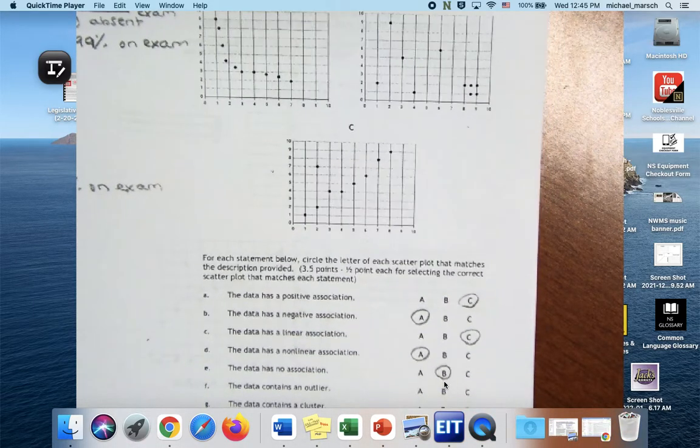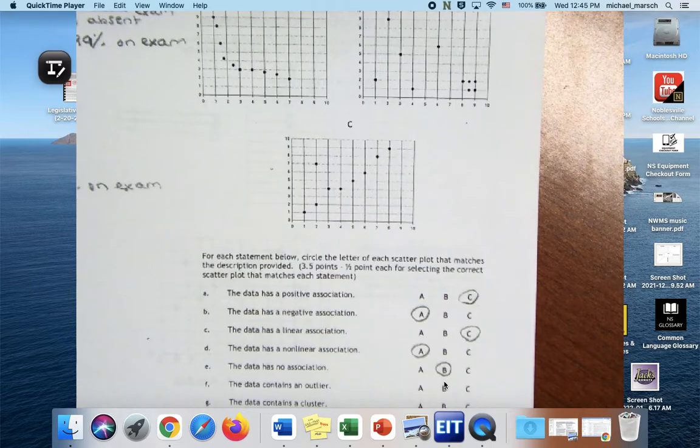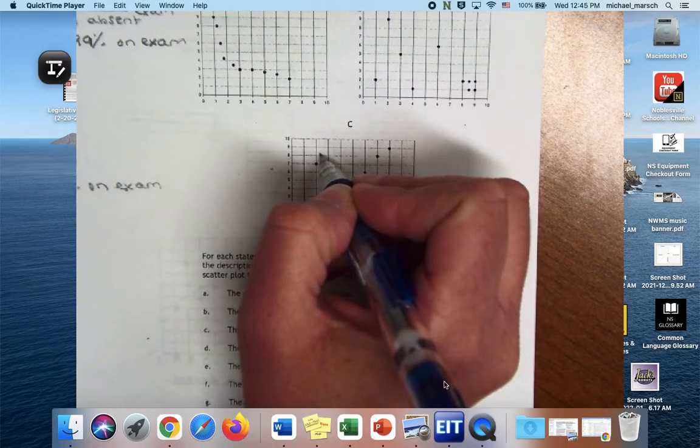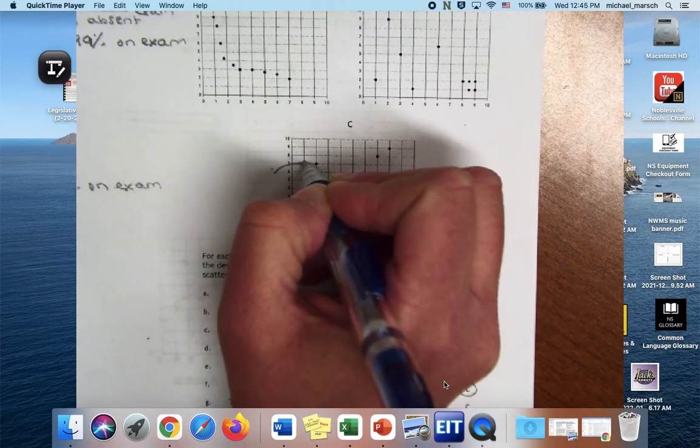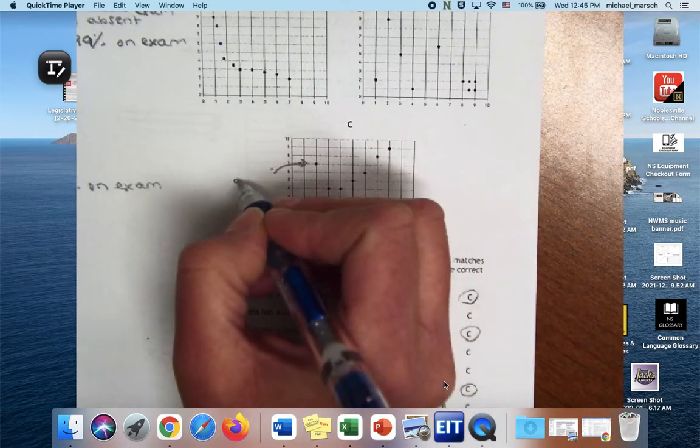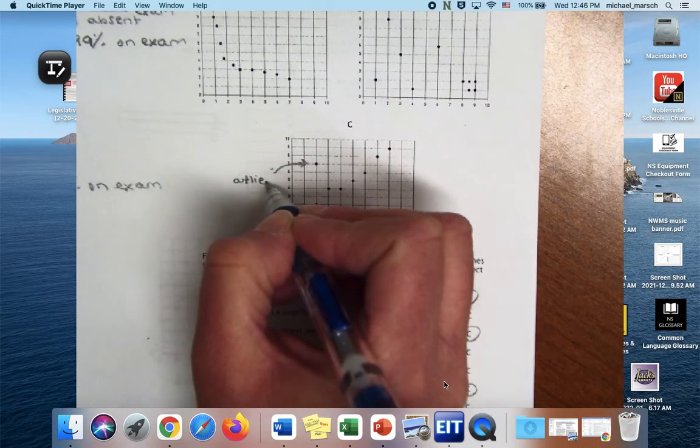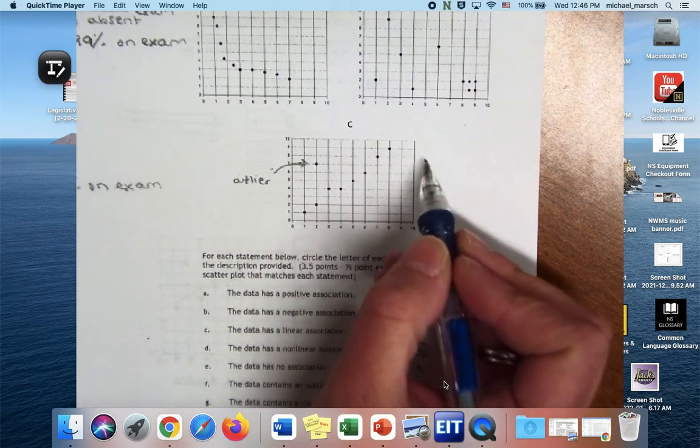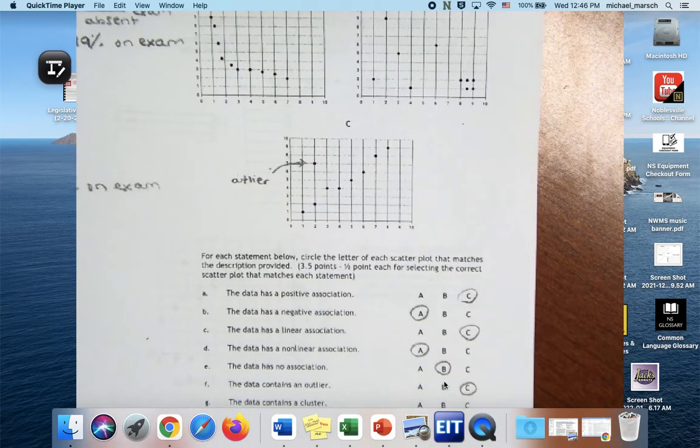The data contains an outlier. C. Go ahead and make a point to this. Draw an arrow and write outlier. So you remember that it's a point that lies outside the trend. Outlier.